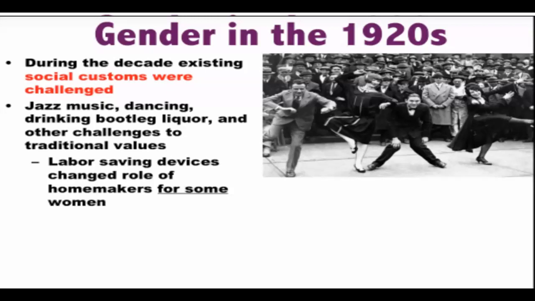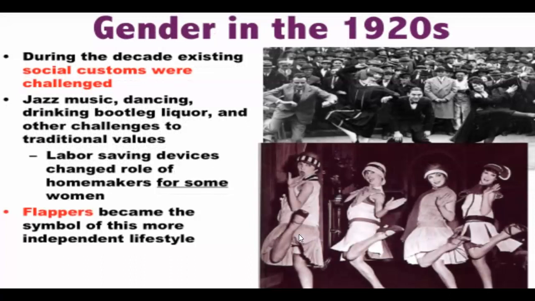Okay, there were labor-saving devices that were changing the roles of homemakers and women, for example, the vacuum cleaner, the blender, again, like I said, the washing machine. All of these things were changing roles for women inside the home. You had kind of cultural symbols, women known as flappers. Flappers were more symbols of this more independent woman that started to take shape in the 1920s. A flapper was someone who, like I said, was much more independent than her mother was during the Victorian age of the 1890s or early 1900s.